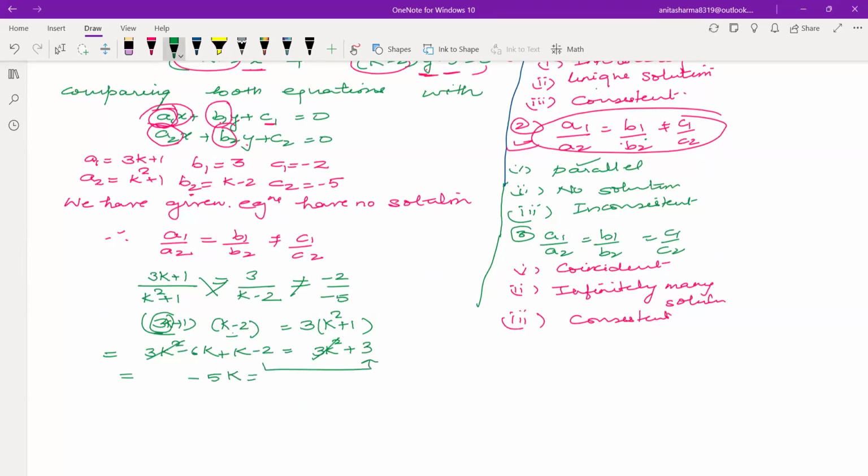Now transpose minus 2 to the right hand side. So 3 plus 2, 5. So the value of k will be minus 1. This is the answer.